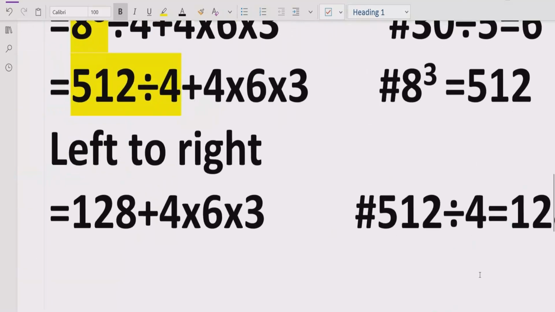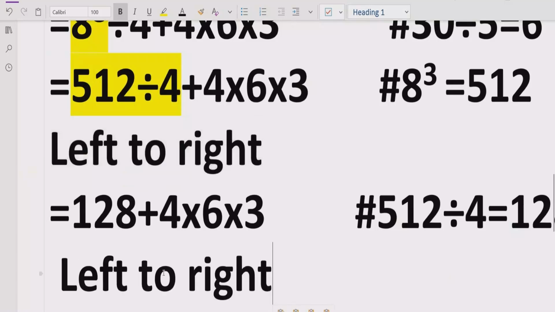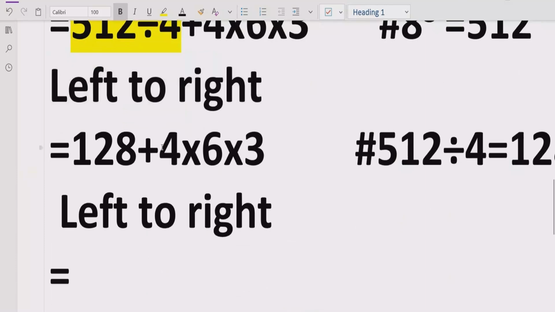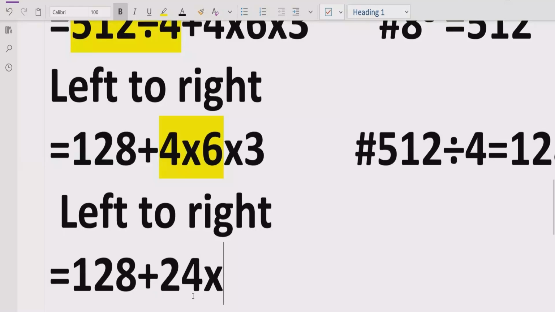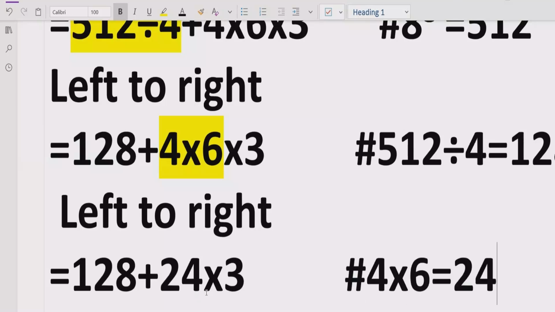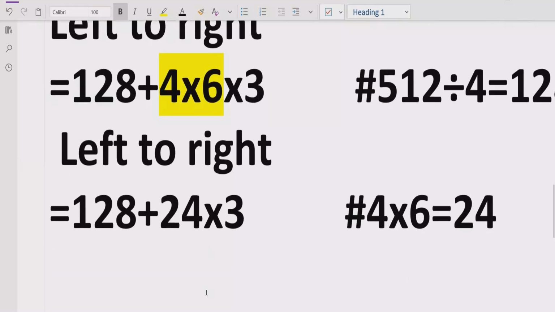Okay. Now we have to solve multiplication and division again. So we will go left to right and find out which is coming first. So now we have this multiplication, 4 multiplied by 6, so 128 plus 4 multiplied by 6 means 24, and multiply by 3 we will write as it is. And here we give the reference: 4 multiplied by 6 equals 24. Now we have solved this multiplication.